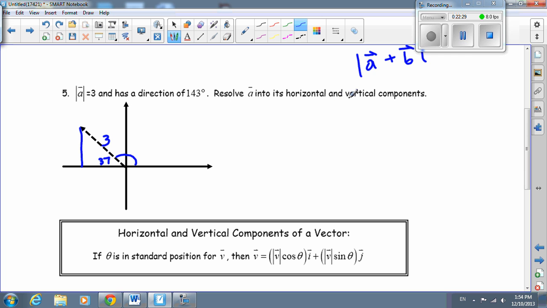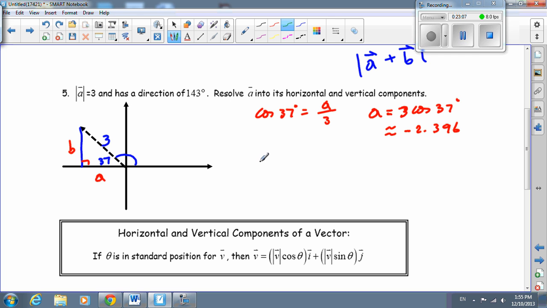Resolve A into its horizontal and vertical components. So our goal is to find lowercase a and lowercase b. Well, it's a right triangle, so I can start by saying cosine of 37 degrees is equal to a over 3. So a is equal to 3 cosine 37 degrees. And if you do 3 cosine 37 degrees, you get negative 2.396.